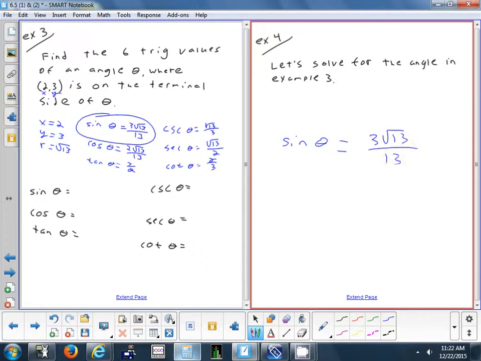So my goal here is to get theta by itself. Just use inverse sine. If you wanted to use inverse cosine, that wouldn't be wrong. You could do that, but then you'd have to use 2 square root 13 over 13. Okay, so inverse sine.